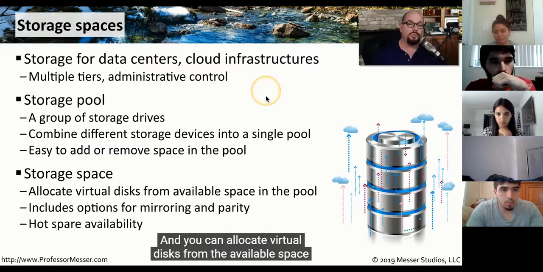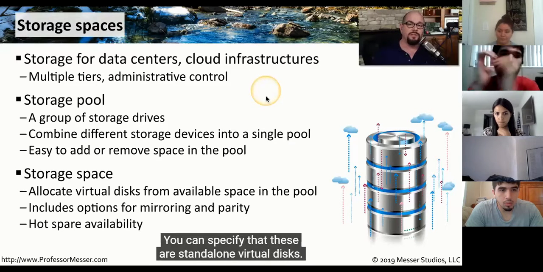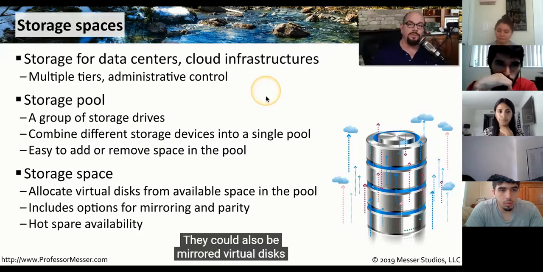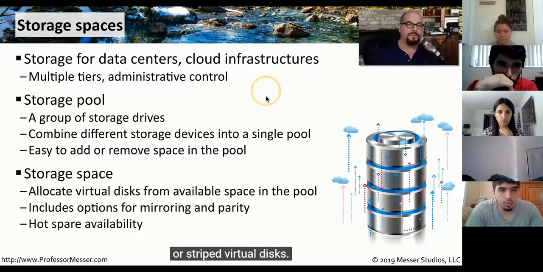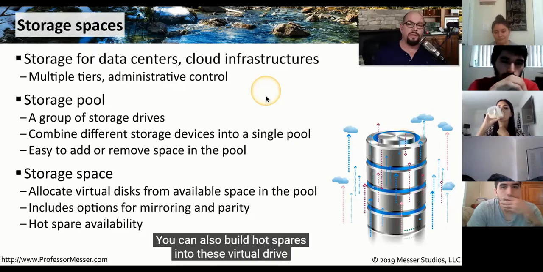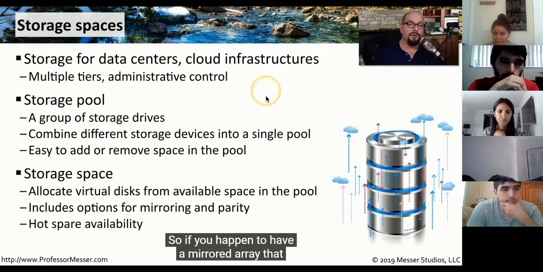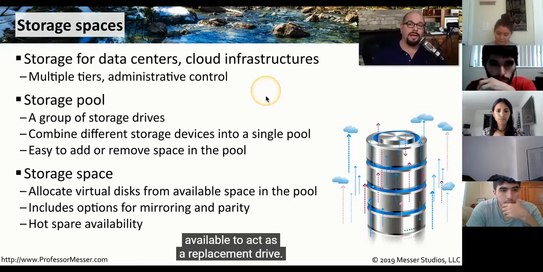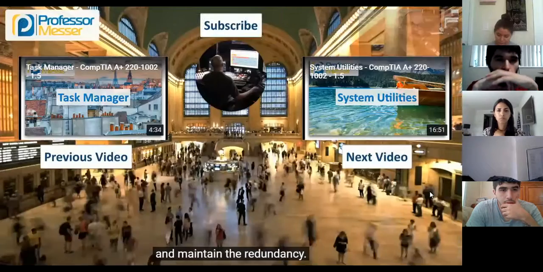Now that you've created a pool of storage, you can start creating spaces from that storage. And you can allocate virtual disks from the available space that you have in that pool. You can specify that these are standalone virtual disks. They could also be mirrored virtual disks or striped virtual disks. You can also build hot spares into these virtual drive arrays. So if you happen to have a mirrored array that loses a drive, the hot spare is immediately available to act as a replacement drive. You can immediately resynchronize that data and maintain the redundancy.